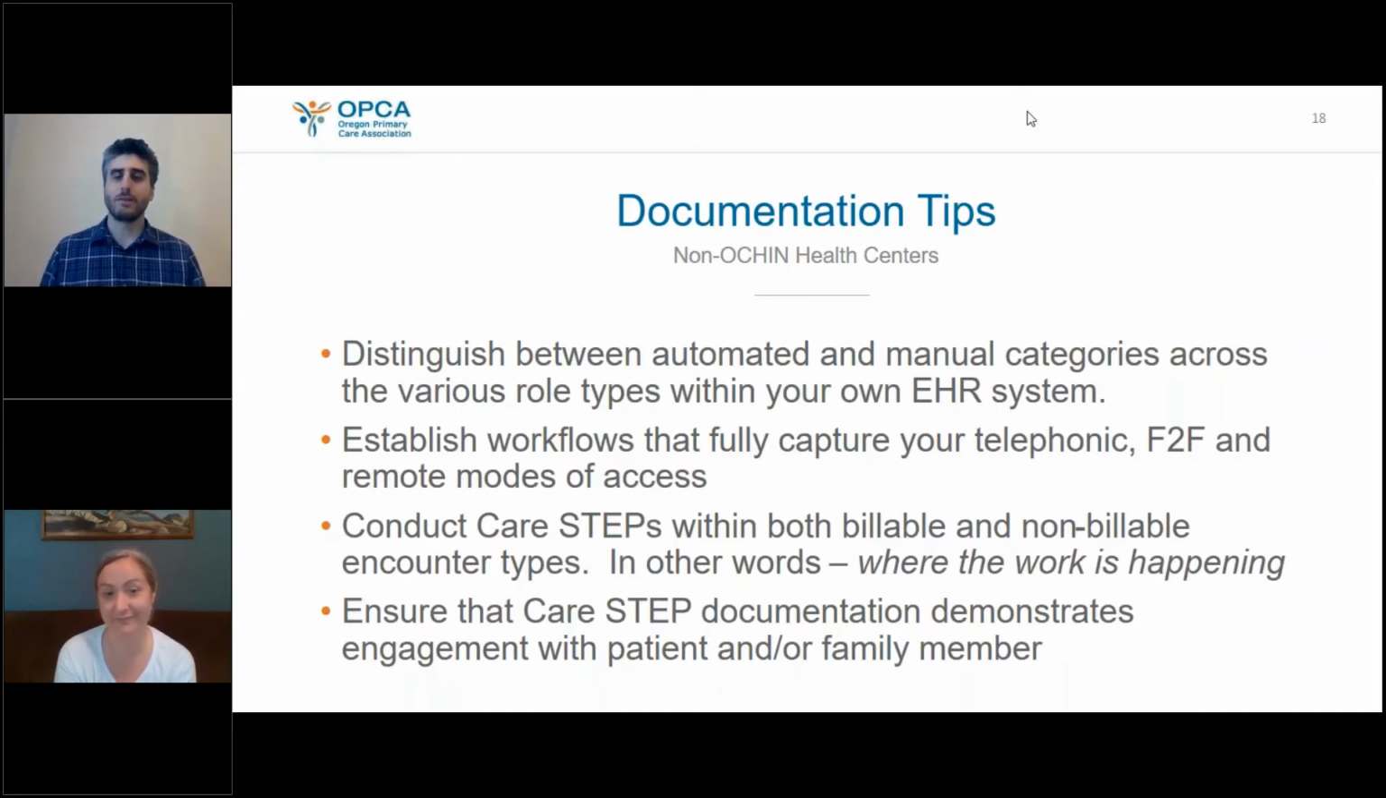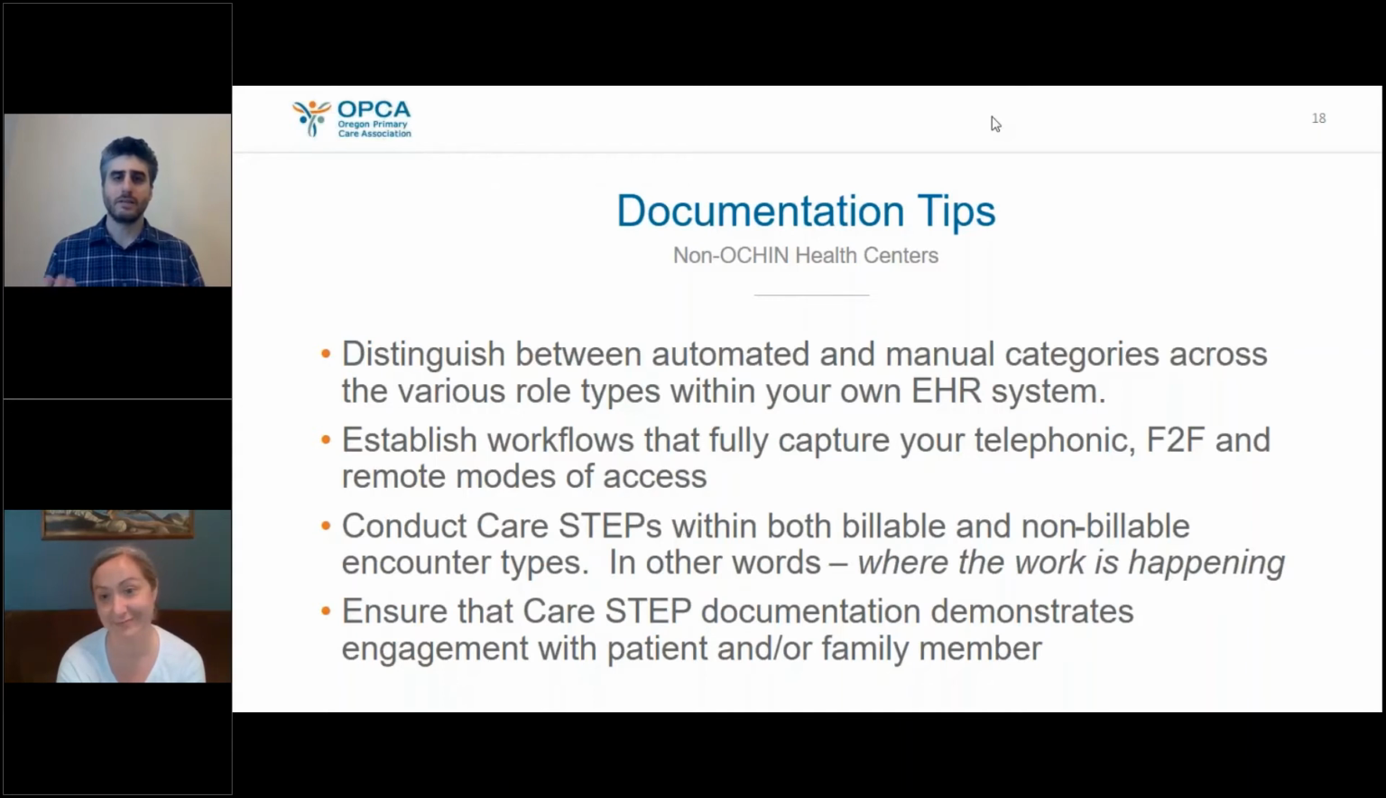And to the best of your ability, try to align documentation with where the work is happening. This was a very strong guiding principle for phase 1 as we were developing the care steps. No one wanted to go away from where the work is happening. It's usually within a telephone encounter, an interim note encounter, and I strongly encourage you to keep documentation aligned with where you generally like to do your work.